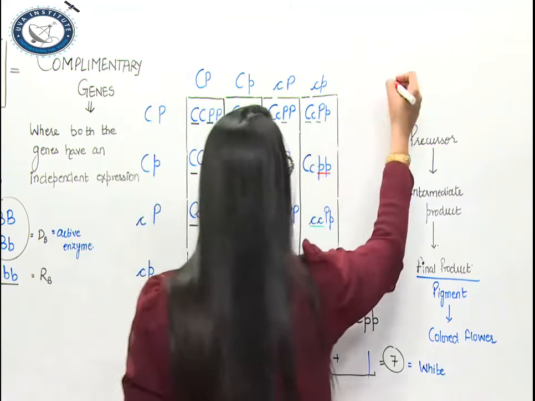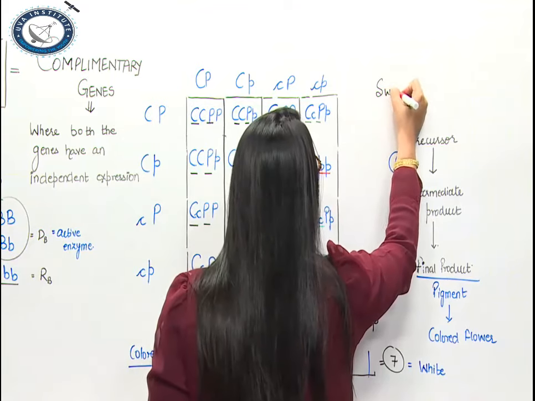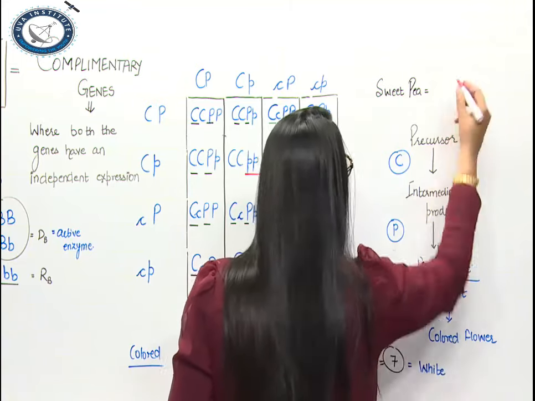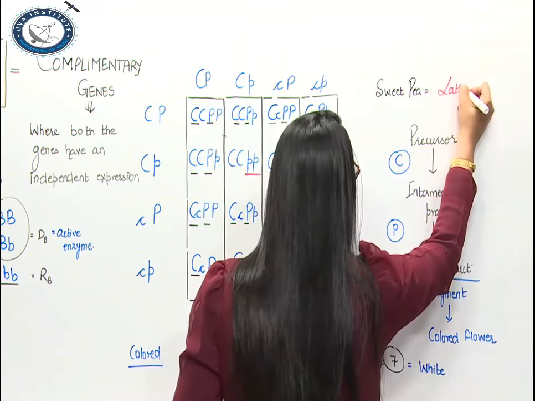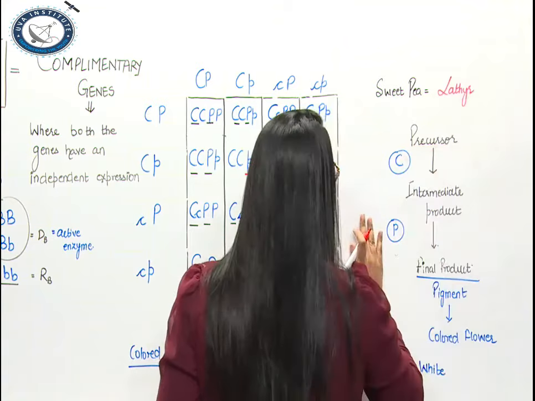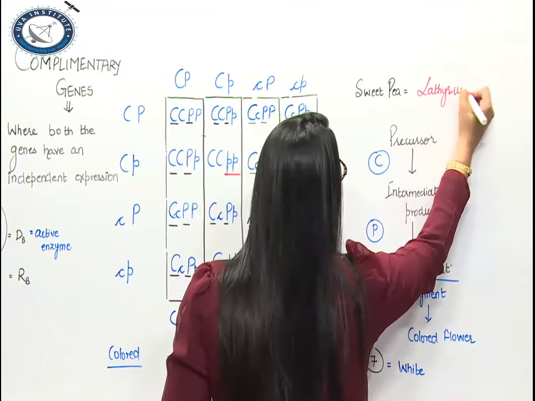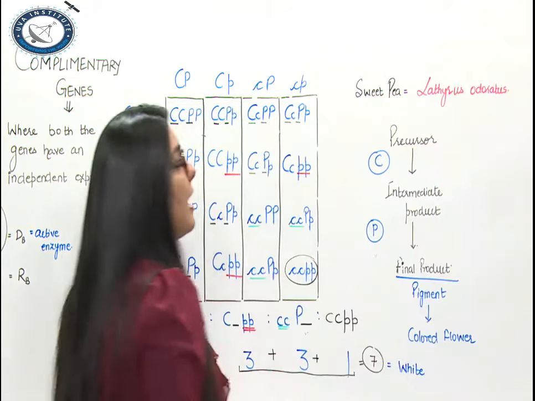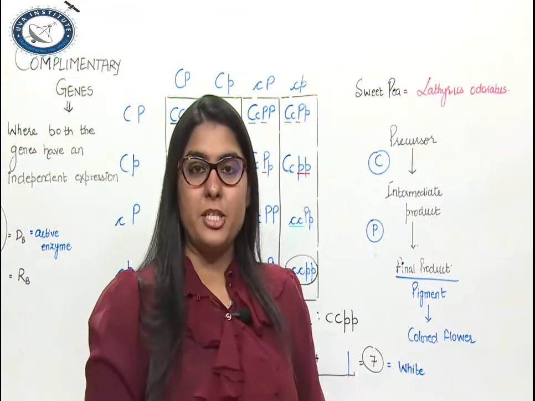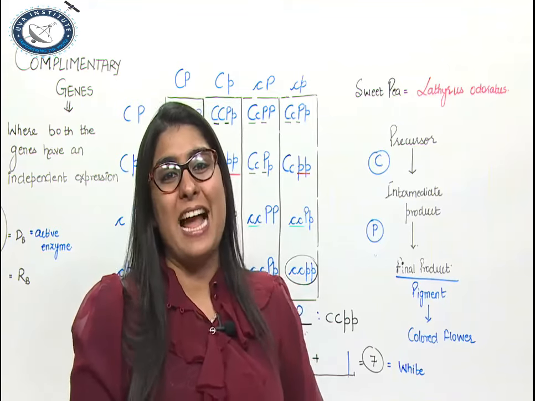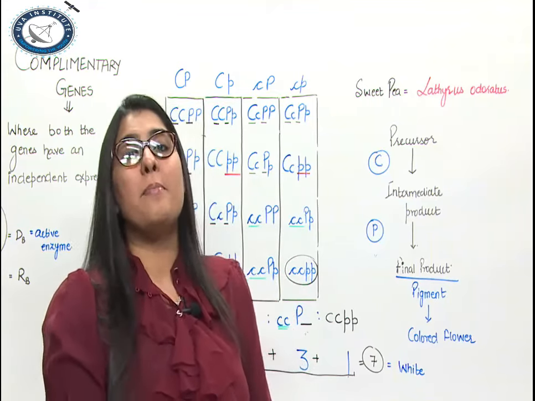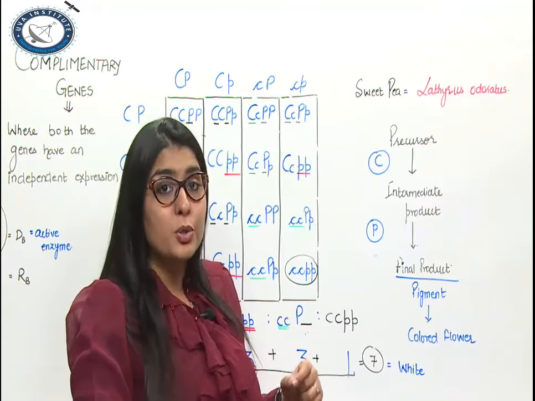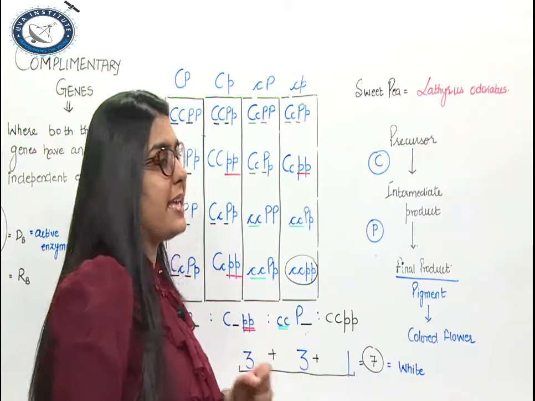In the population of sweet pea, or we say Lathyrus odoratus, we see complementary genes. They work in conjunction with each other to produce a final product and alter the ideal Mendelian phenotypic ratio of dihybrid cross, 9:3:3:1, to 9:7.